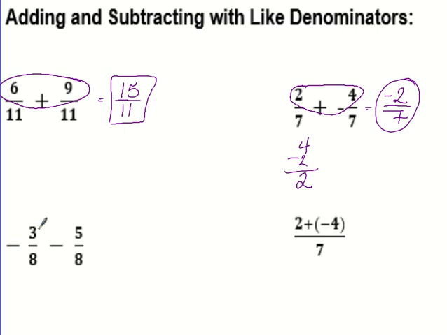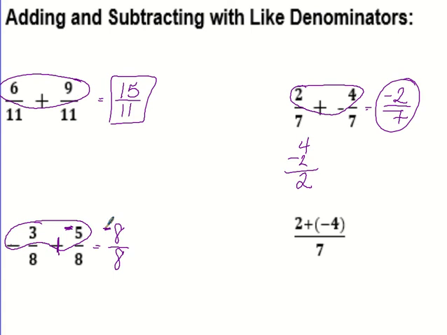Okay, we got negative 3/8 minus 5/8. Let's practice using add the opposite. We're going to keep our denominator. And I have negative 3 plus negative 5. Well, they're the same. Makes it so nice. 5 plus 3 is 8. And then we're going to make it negative because they're both negative.